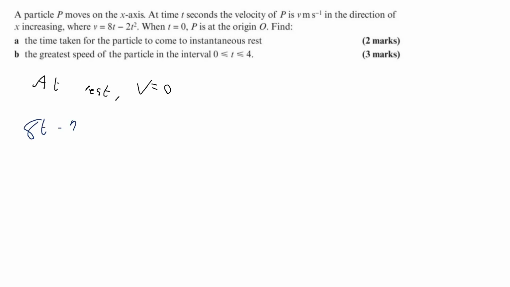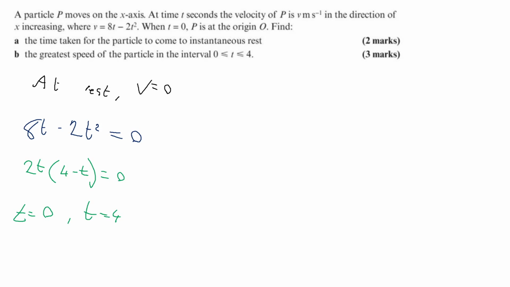So therefore, we can write down that 8t minus 2t squared is equal to 0. And now all we need to do is find what t is by factorizing. So let's factor out, what can we factor out? We can factor out 2t. And then in the brackets will be 4 minus t. And that's equal to 0. So we know that t is equal to 0, and we know that t is equal to 4. Okay?